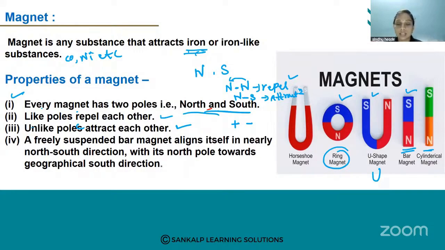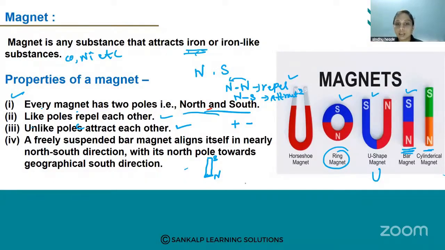And the next one is a freely suspended bar magnet. See, this is a bar magnet, right? Observe this picture. The fourth one shows the bar magnet. It is in this shape, and it has two poles, one is south and another one is north pole. When we freely suspend this magnet, freely suspension means it can move freely. So just hang this magnet. When it is freely suspended, what happens?